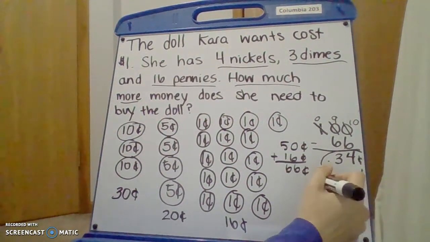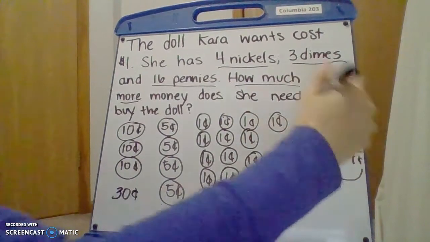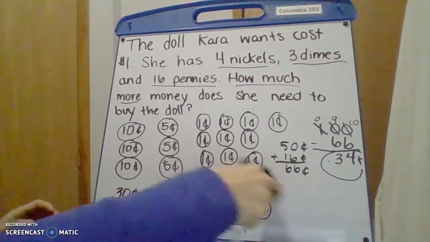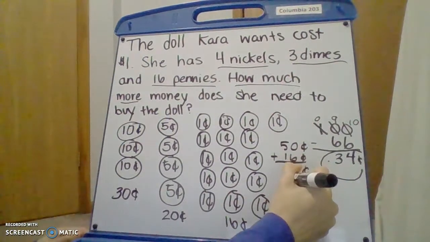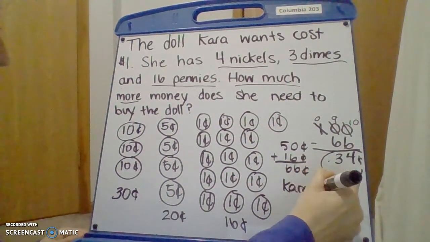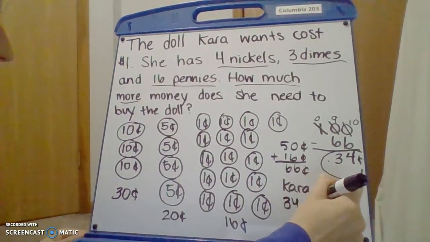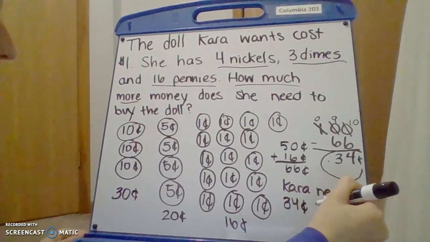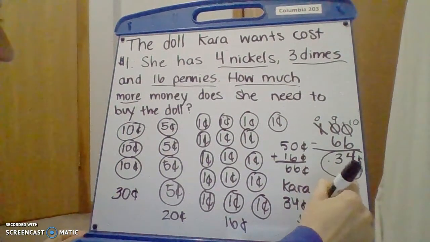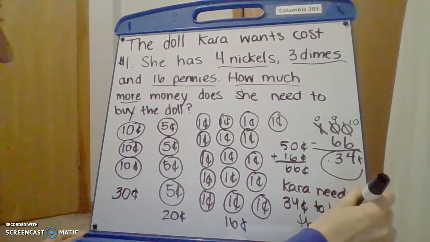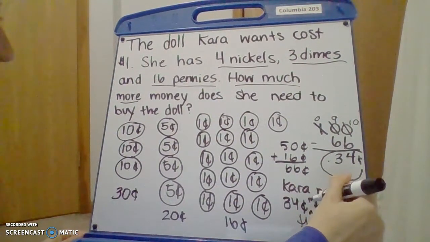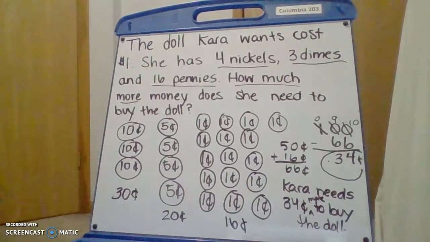So she needs, or we could write her name, which is Kara. Kara needs, I'm going to put it back in a sentence, 34 cents to buy the doll. 34 more. Remember, that's a little caret. If you forgot a word, we've used that before in Columbia, I know. And I'm sure in the other 2nd grade classes.